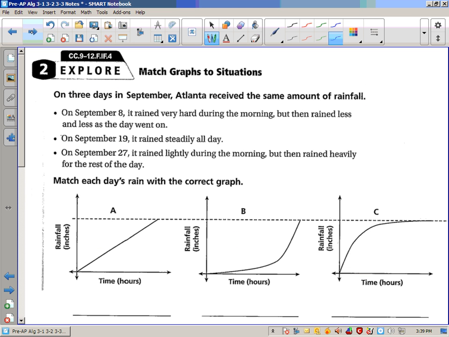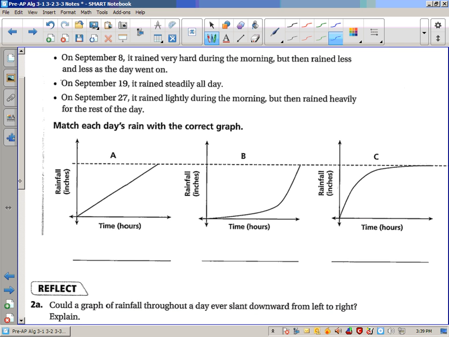Now let's look at a situation where we have 3 different scenarios and then 3 different graphs. So we're supposed to match them. First day, so September 8th, it rained very hard during the morning, but then rained less and less as the day went on. September 19th, it rained steadily all day. September 27th, it rained lightly during the morning, but then rained heavily for the rest of the day. So now let's look at these graphs and let's talk about their slopes and then see if we can go back and match it with the day.